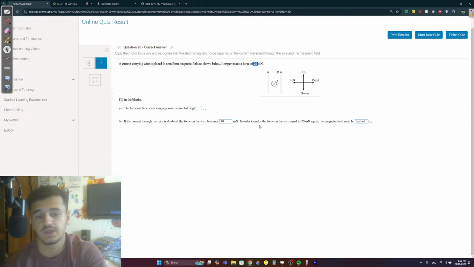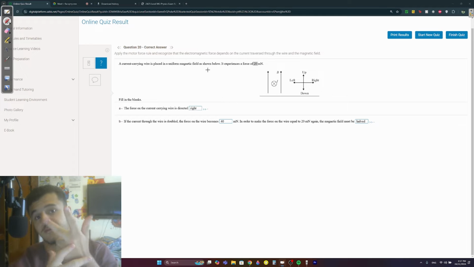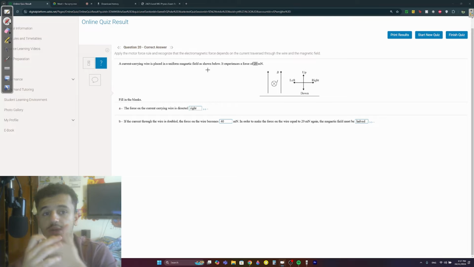Obviously, it's going to double. In order to make sure the force on the wire is equal to 20 millinewtons again, then the magnetic field must be half. Again, there are two factors upon which the force depends: I, B, F. Force depends on magnetic field and current. Double the current, that means the force is going to be 40. So let's say I want to double the current, but I want to keep the force 20. I should also halve the magnetic field.